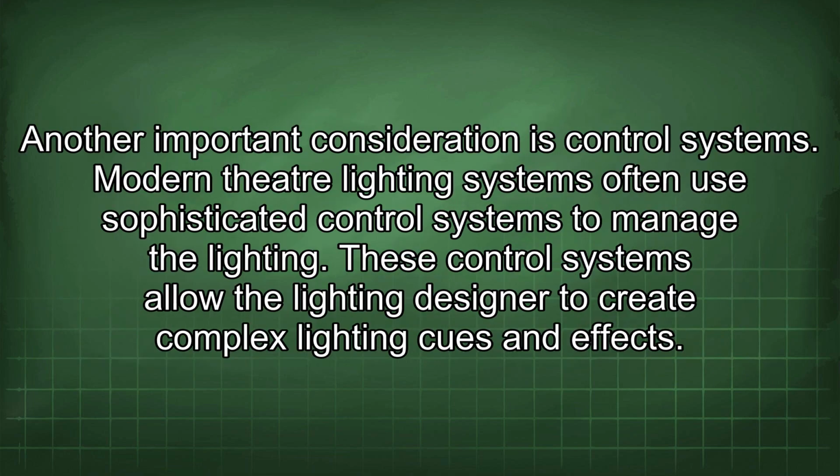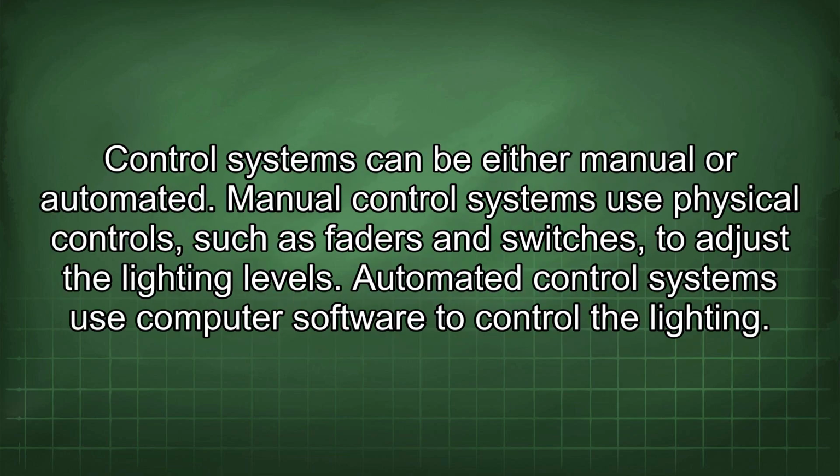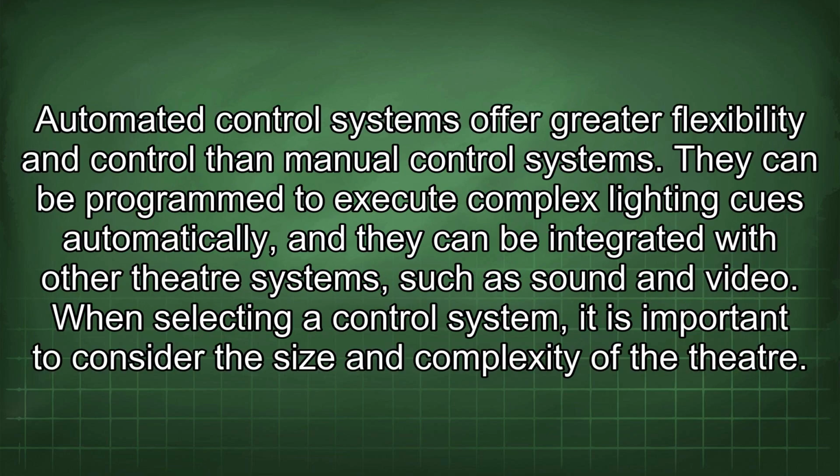Another important consideration is the control system. Modern theatre lighting systems often use sophisticated control systems to manage the lighting. These control systems allow the lighting designer to create complex lighting cues and effects. Control systems can be either manual or automated. Manual control systems use physical controls, such as faders and switches, to adjust the lighting levels. Automated control systems use computer software to control the lighting. Automated control systems offer greater flexibility in control than manual control systems.